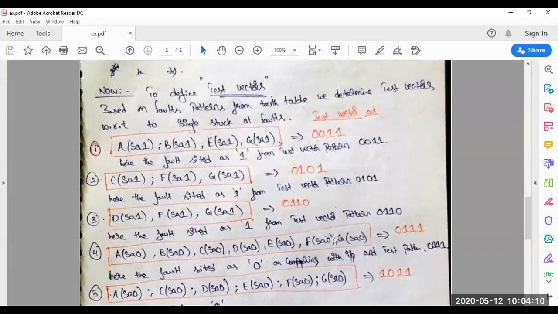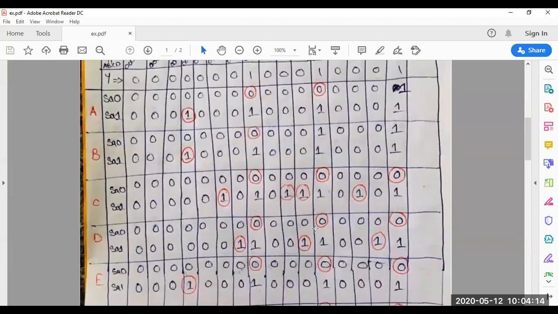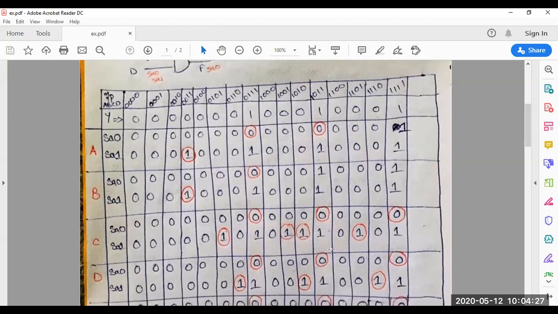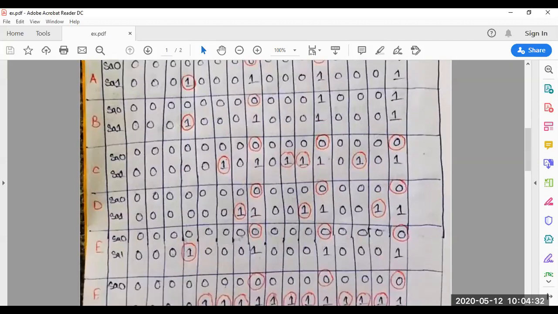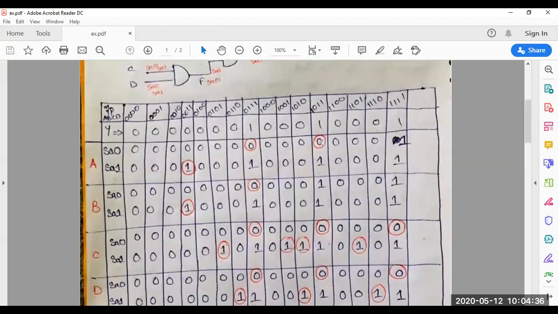The same case comes out for the last one, 1, 0, 1, 1. Here A stuck at 0 is one fault, next C stuck at 0, D stuck at 0, E stuck at 0, F stuck at 0, and G stuck at 0. For all these cases I have the pattern 1, 0, 1, 1.